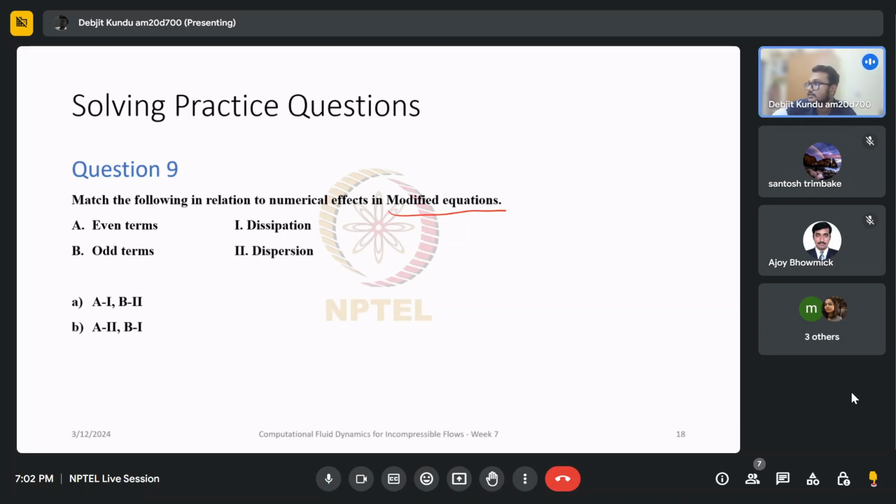So what would be the solution to this? Will it be even terms dissipation or even terms dispersion, or the other way around? Option A, A1, B2. We just discussed this. Let's have a look at the solution. It's actually A1, B2. So nothing new. Even terms bring about dissipation, also known as smearing. And odd terms bring about dispersion, also known as the creation of wiggles. So both create problems of different kinds.